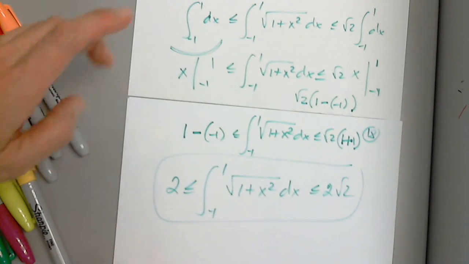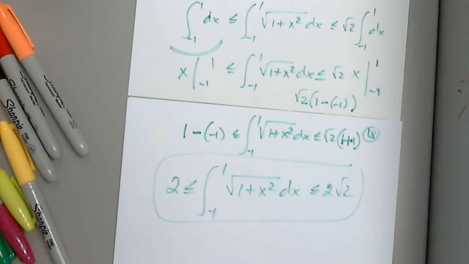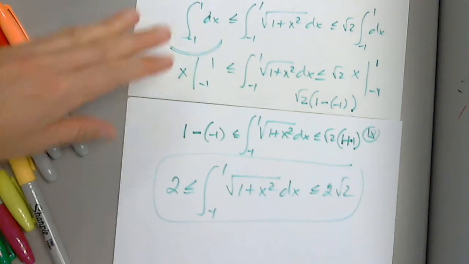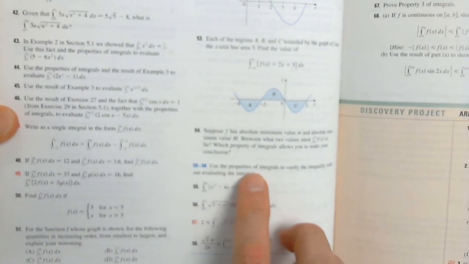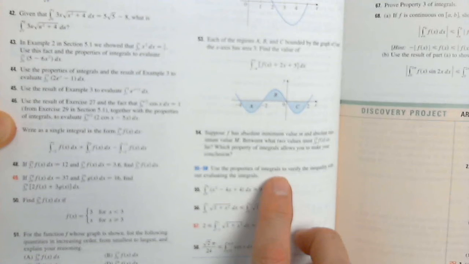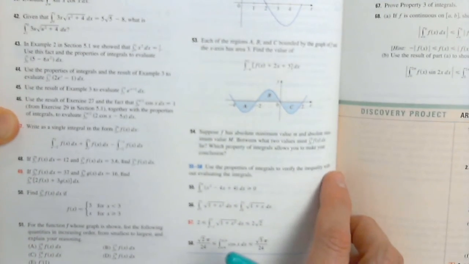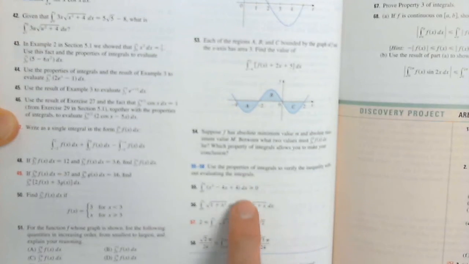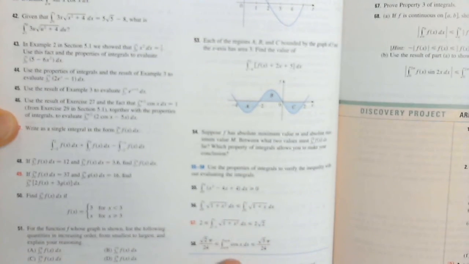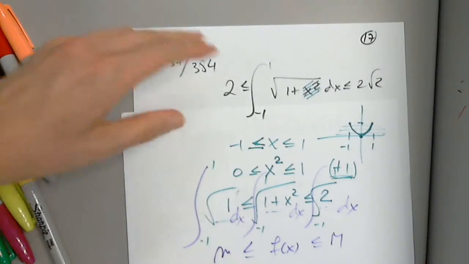Yes, Braden? So we don't have to say what the function prime is? No, we can't, for the square root of 1 plus x squared. We can't. So the problem was only asking us, let's read it one more time. Very good question. The problem was saying: use the properties of integrals, of course, definite integrals, to verify the inequality without evaluating the integrals. So without evaluating these. And that's all we needed to show.